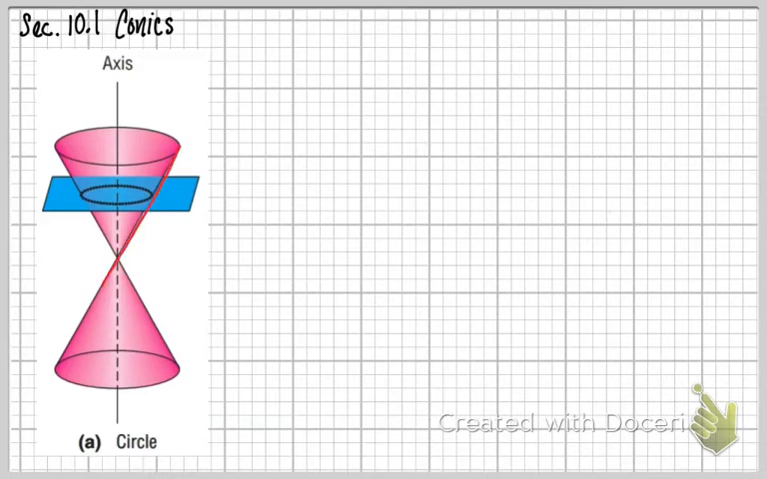If I draw a line here, from here to here, that line is called the generator, because I can take this line and rotate it around, and when I rotate it around, I would get these two right cones. So that's the first thing to understand here.